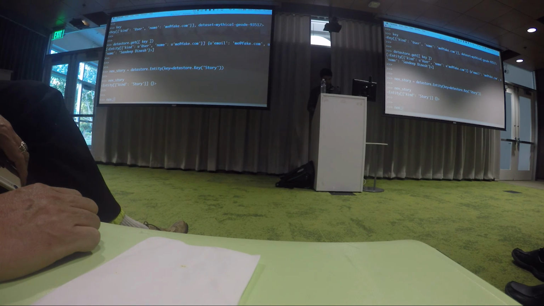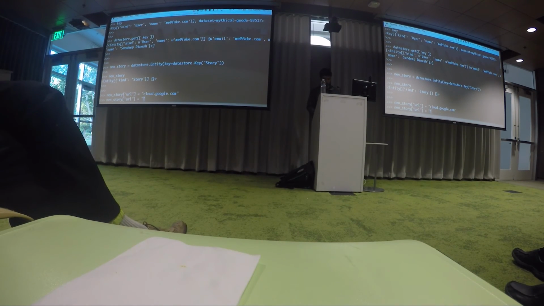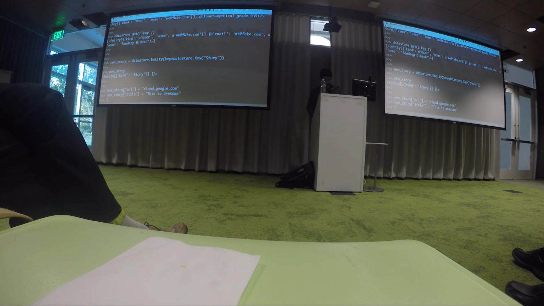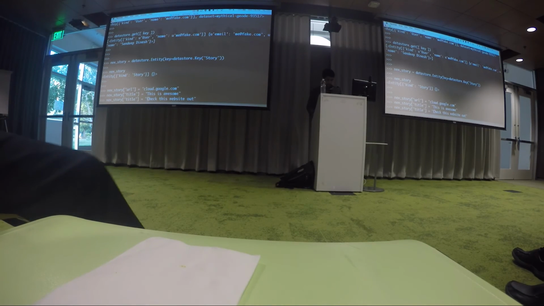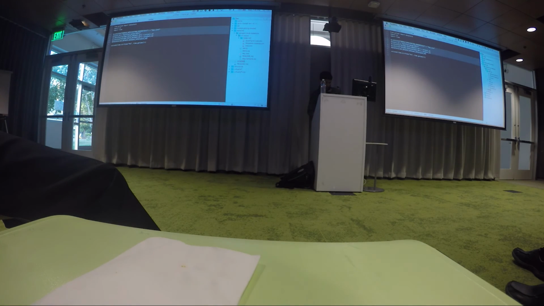Okay, so let's set some stuff for that new story. Let's say the URL is cloud.google.com. Let's give it a title and say, this is awesome. I'm really bad at titles. Probably want a Reddit post on Google too. All right, this is awesome, and let's do some text. Check this website. Whatever. Okay. And I'm also going to give it a timestamp, right? So I'm doing this all manually, but you kind of understand how this would happen in a real program.